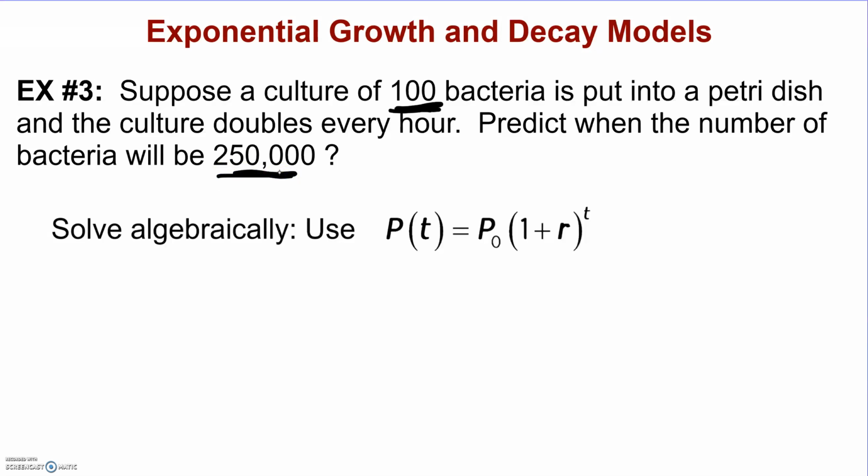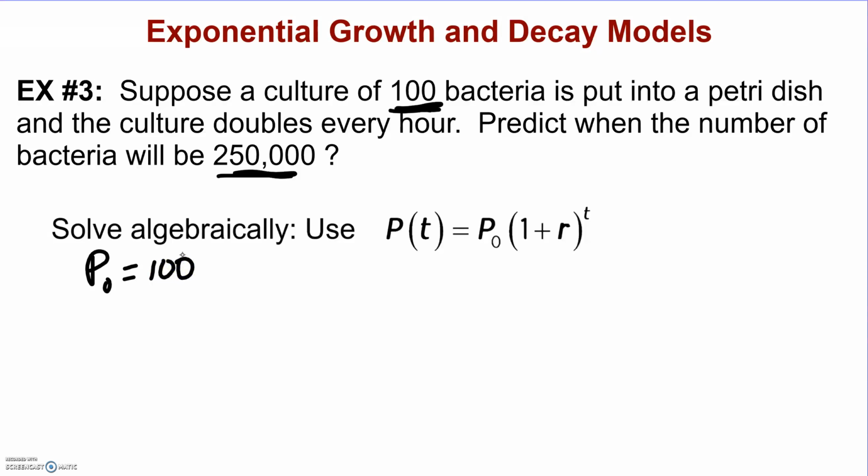So to begin with, let's figure out where we put this 100. That's the initial population of bacteria. So that's going to go in right here for P initial. So let's just write that down. P initial is 100.